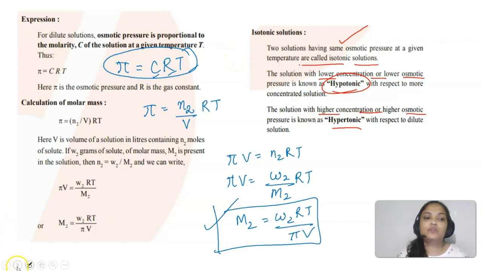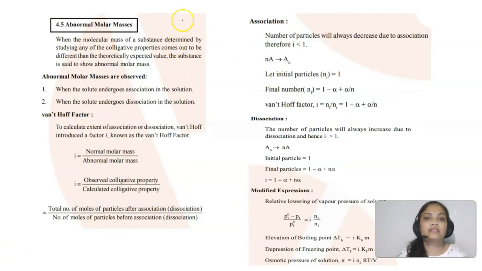Okay, so students, these properties that we have just discussed, we are discussing them in the case where there is no dissociation or no association of solute particles. But if we take the results experimentally, the molecular masses come out to be different than the theoretically expected value. Why is it happening? Because the solute can undergo association and the solute can also undergo dissociation.